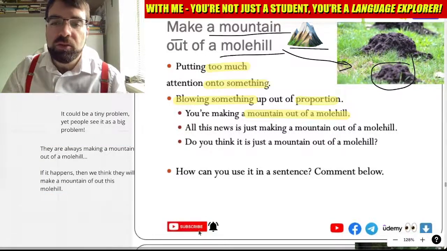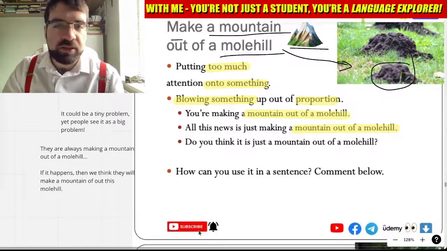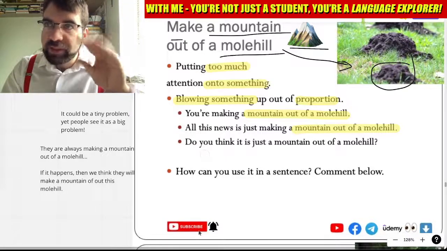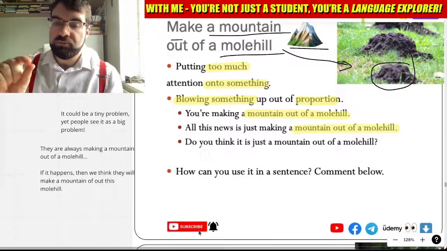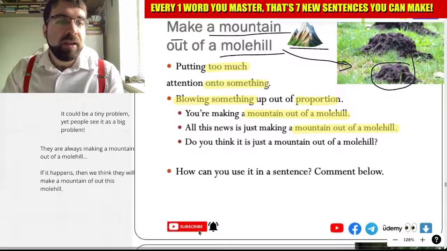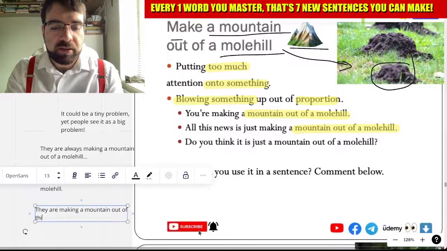All this news is just making a mountain out of a molehill. That's it. It's just blowing things out of proportion. The news likes to talk. There's always something else to talk about. What's the problem? Nothing. And they're talking as though it's a big problem. They are making a mountain out of this molehill.